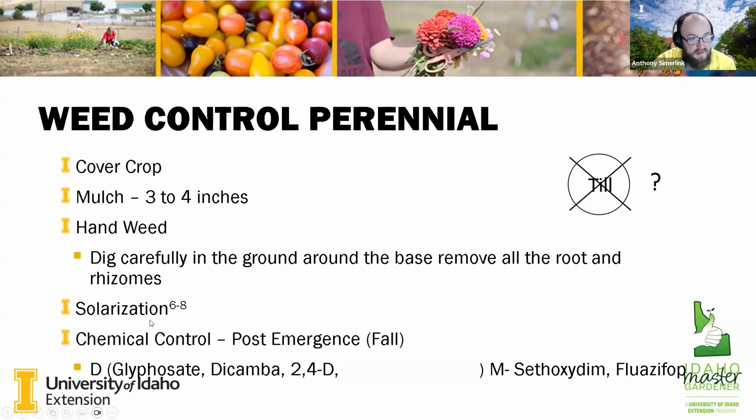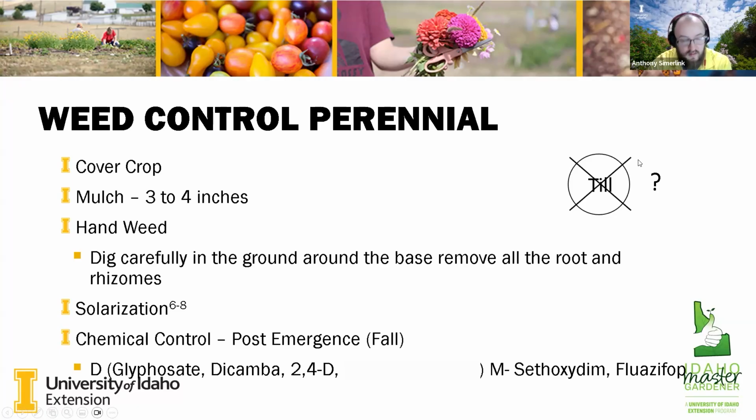You can solarize, so putting down a clear sheet of plastic for about 6 to 8 weeks will work to control those in the spring. And then chemical control, the best time is in the fall. To control perennials in the spring, though, you'll likely have to have multiple applications throughout the year. But every time we can cut back some of those weeds, we're going to have less weeds in our seed bank, and they'll likely have fewer weeds over time if we start to control those.